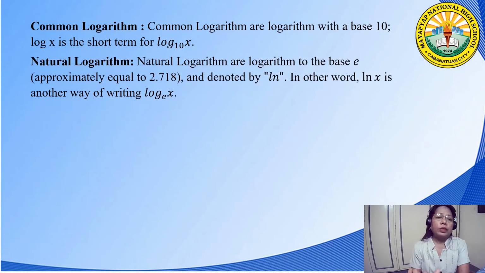Natural logarithms are logarithms to the base e, approximately equal to 2.718 and denoted by ln. In other words, ln x is another way of writing logarithm of x to the base e.